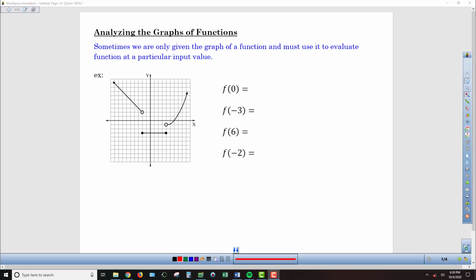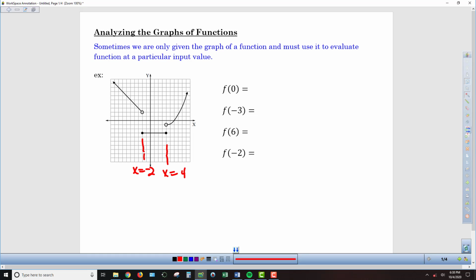Sometimes we're just given the graph of a function, and we have to work from it to generate a series of input and output pairs. So what we have in front of us is a piecewise defined function. Depending on whether we're around the boundary of x equals -2 or the boundary of x equals 4, we've got different things happening with this function.